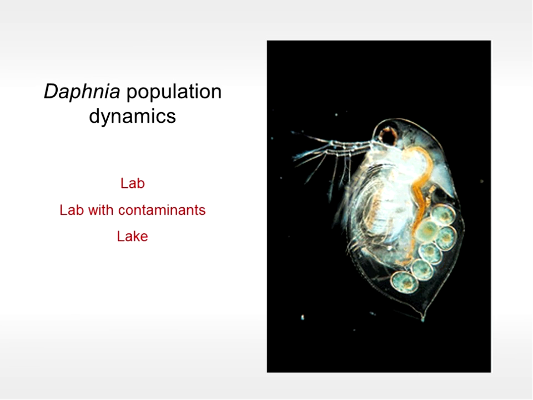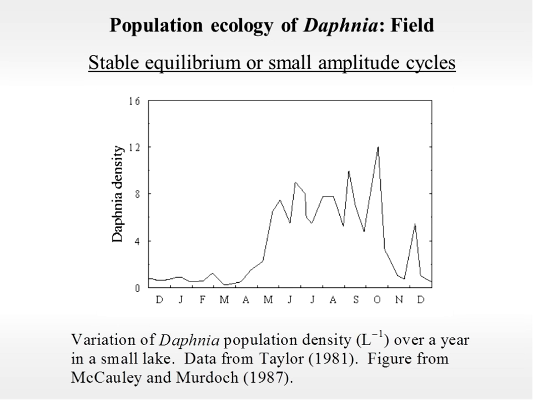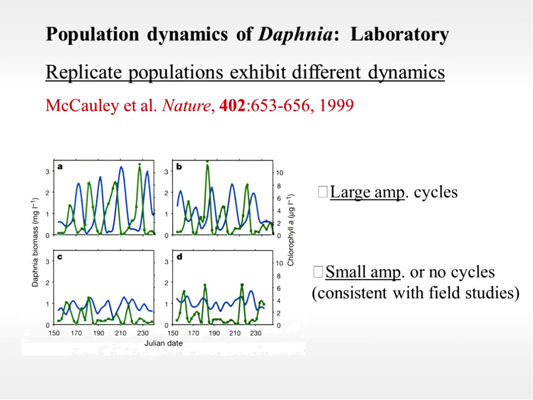I mentioned translating across levels of organization. There are a lot of data on population dynamics of Daphnia. These are natural population data, and one of the things we have to understand is why over a year a Daphnia population, typically through the summer, achieves either a relatively stable equilibrium or has some cycles with relatively small amplitude.